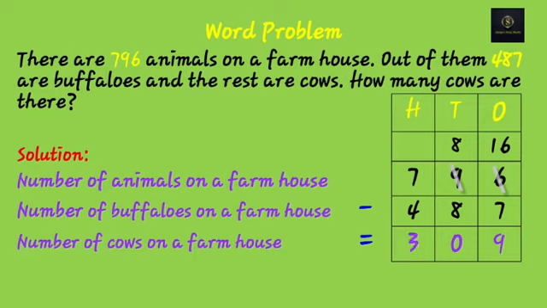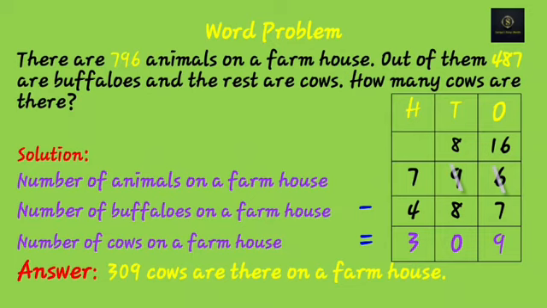So number of cows on a farmhouse are how many? Yes, 309. Now let us write the answer, which is a final and important statement. That is 309 cows are there on a farmhouse.